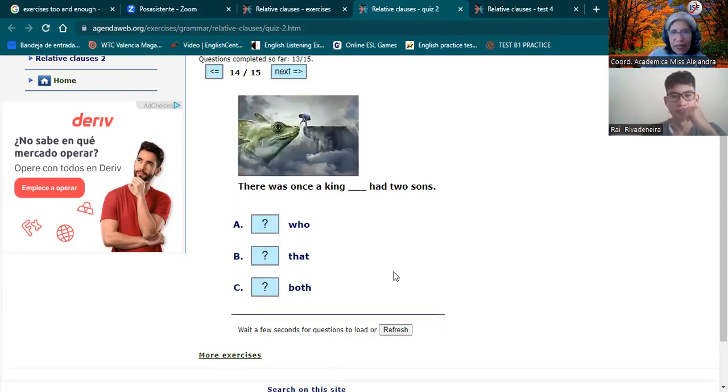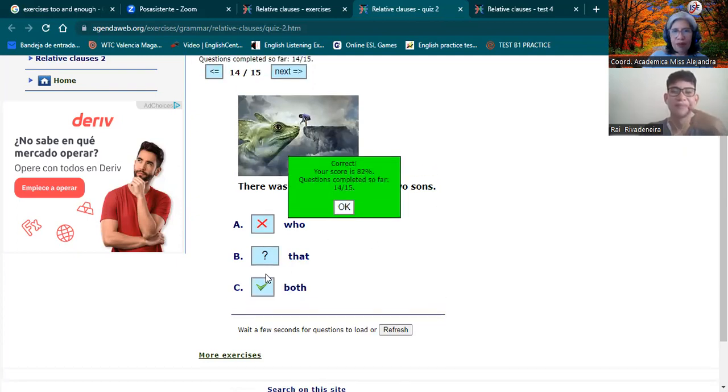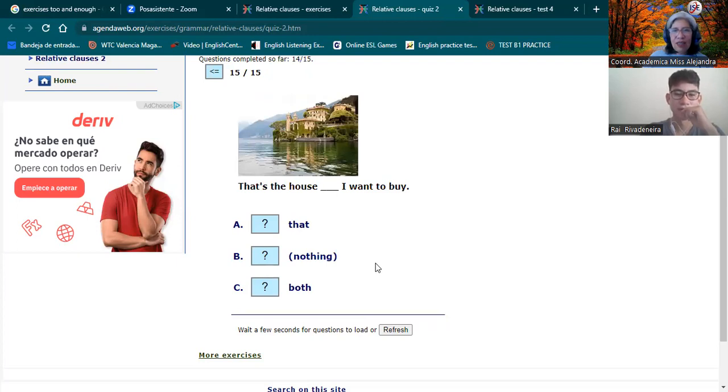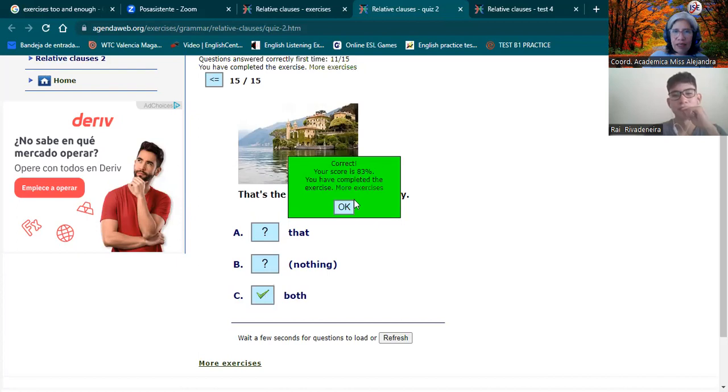There once a king had two sons. Who had two sons? That had two sons, or both? Both. Porque no tiene comas. That's the house I want to buy. That I want to buy. I want to buy both. Both. Yes. Okay.